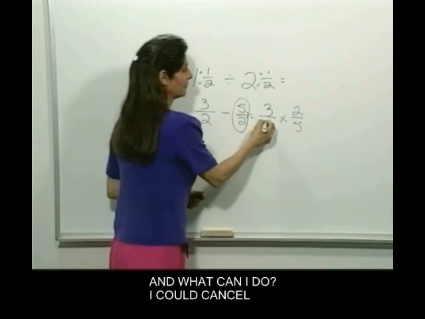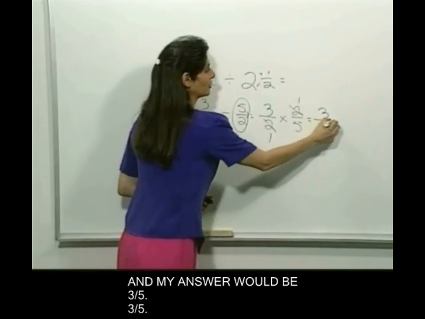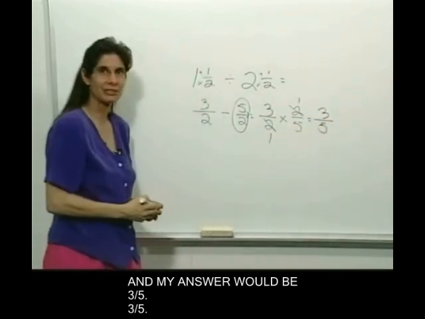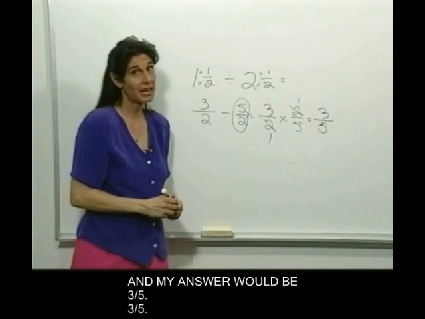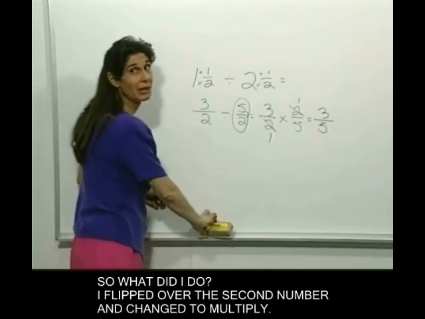I could cancel. 2 into 2 is once. My answer would be 3 fifths. So what did I do? I flipped over the second number and changed to multiply.